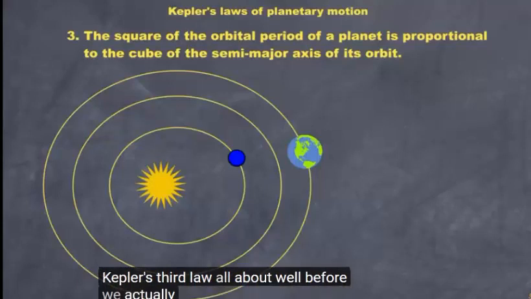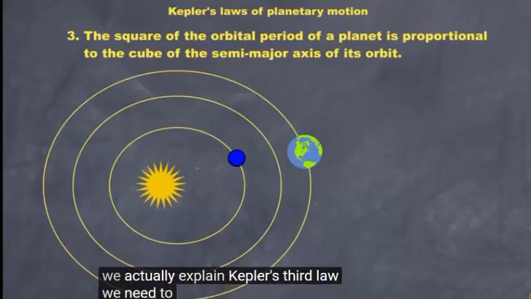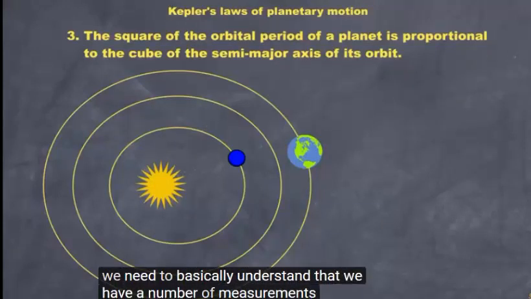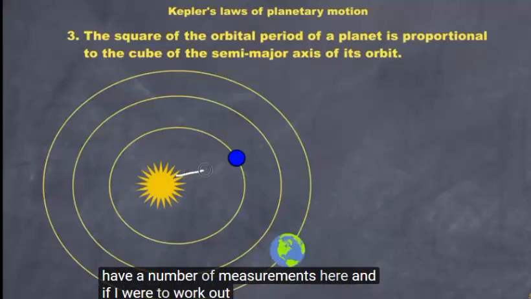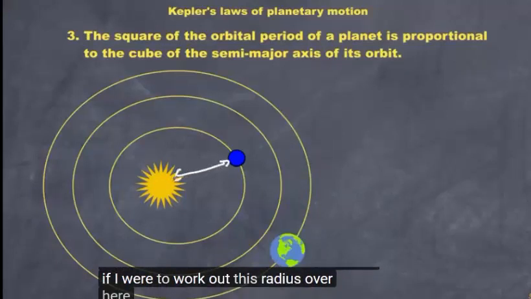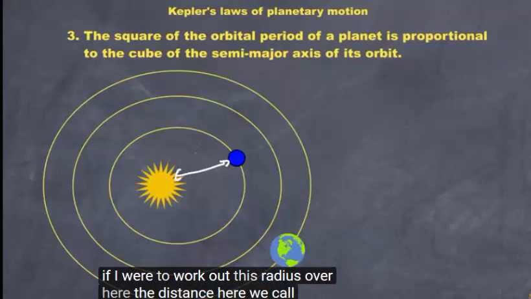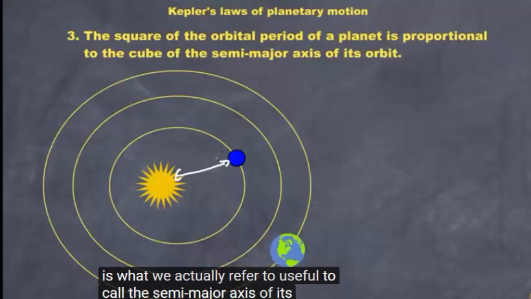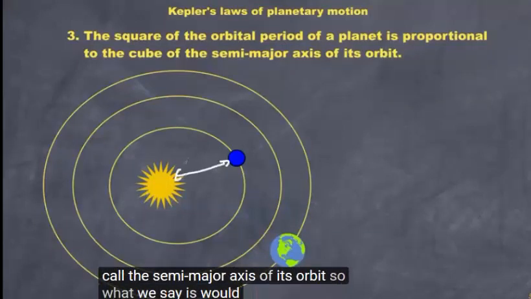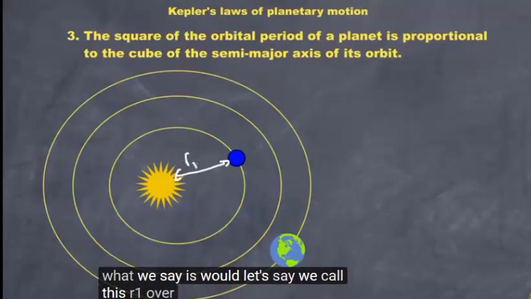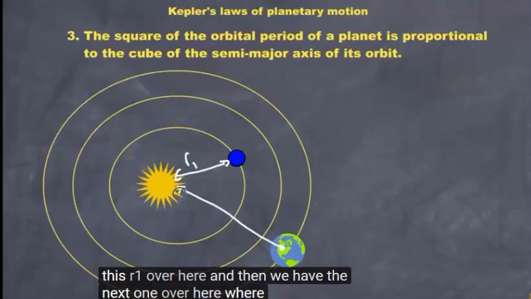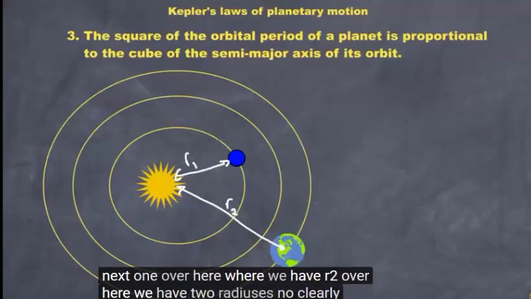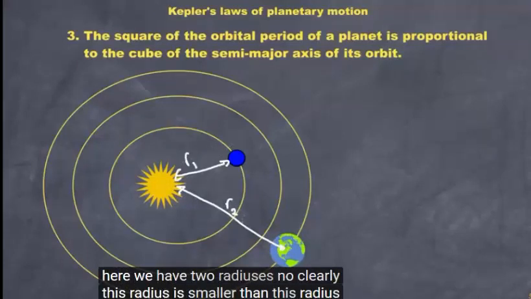Before we explain Kepler's third law, we need to understand that we have a number of measurements here. If I were to work out this radius over here, the distance here is what we call r, but what we actually refer to is the semi-major axis of its orbit. Let's call this R1, and then we have the next one over here, R2. We have two radii. Clearly this radius is smaller than this radius.